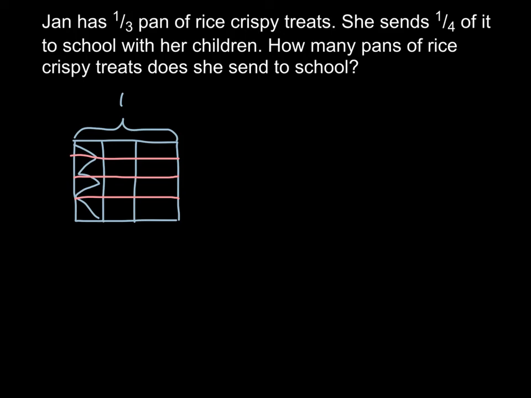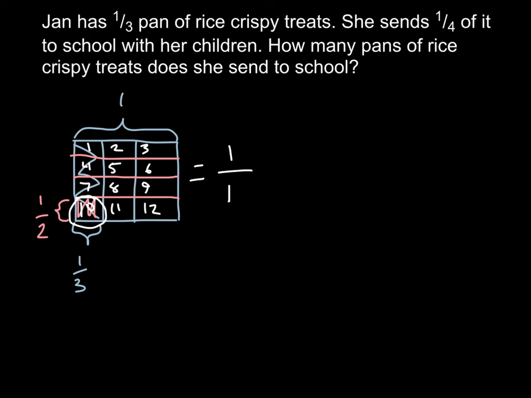And I'm going to show which part. So this is 1/3, and this is 1/4, and this part right here that she sent is 1 part, and there are now 12 total parts. 1, 2, 3, 4, 5, 6, 7, 8, 9, 10, 11, 12. So she sent 1/12 pan to school.